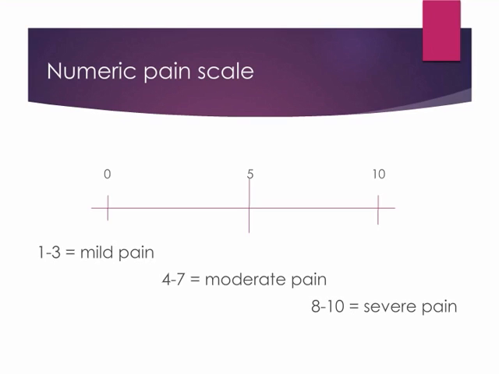So 1 to 3 is classified as mild pain. And this is going to be helpful because we're going to talk about specific agents that fall under each of these pain categories. 4 to 7 then is categorized as moderate pain, and 8 to 10 is categorized as severe pain. Now I'll tell you, both acute pain and chronic pain can be measured with the numeric pain scale.